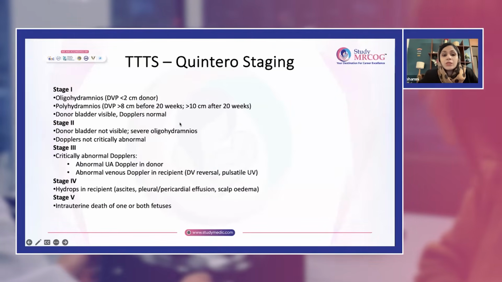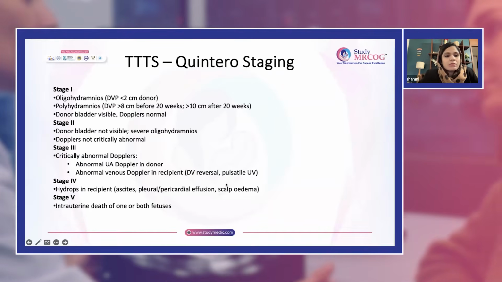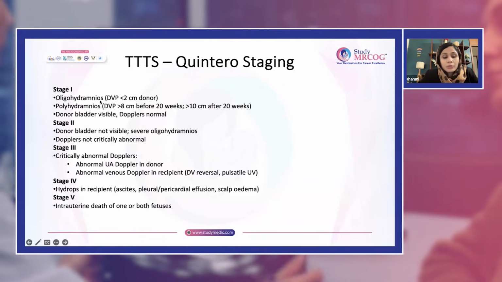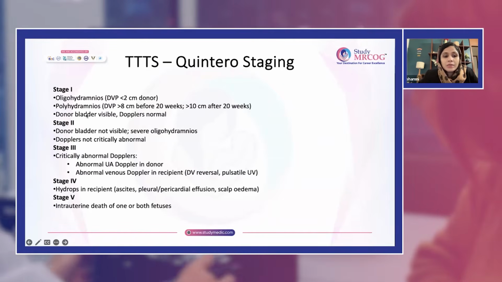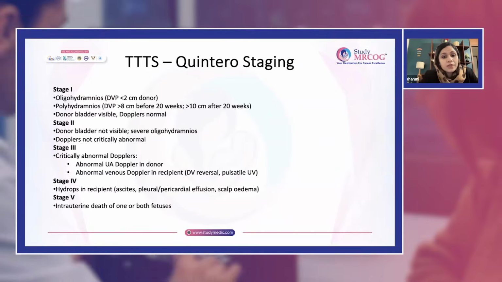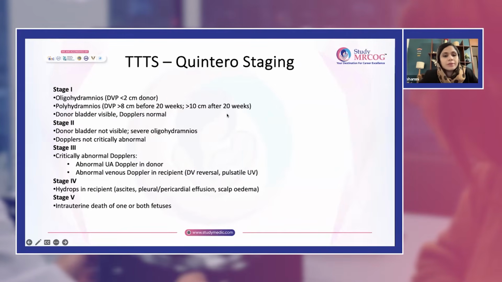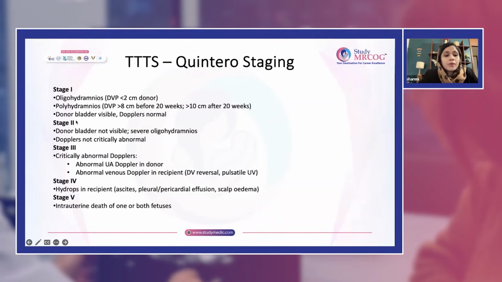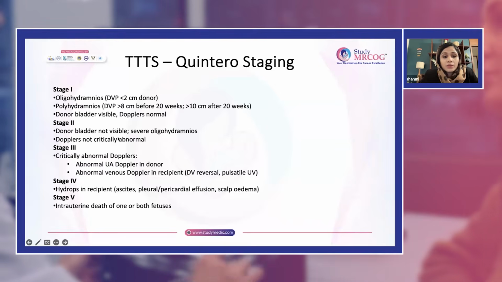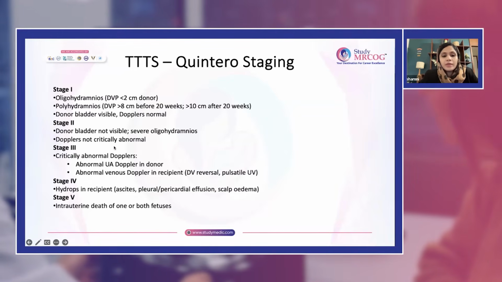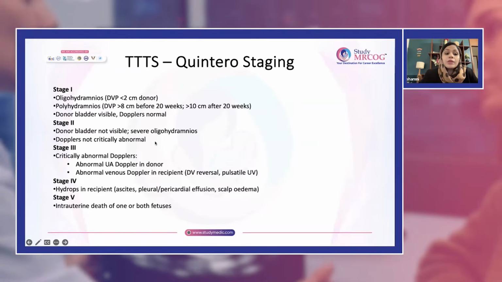So TTTS Quintero staging is very important. From each stage, you can get a question. So you have to know the stages. Stage 1 is oligohydramnios in one sac, that is DVP less than 2 centimeter in the donor, and polyhydramnios, that is DVP more than 8 centimeter before 20 weeks or more than 10 centimeter after 20 weeks. Donor bladder in this stage is usually visible and Dopplers are normal. Once the donor bladder is not visible, then it becomes stage 2 and there will be severe oligohydramnios. Dopplers can be abnormal but not critically abnormal. That means you're not going to see absent flow or reversed flow in this stage.